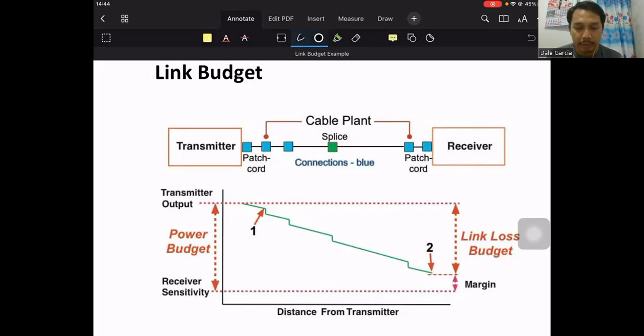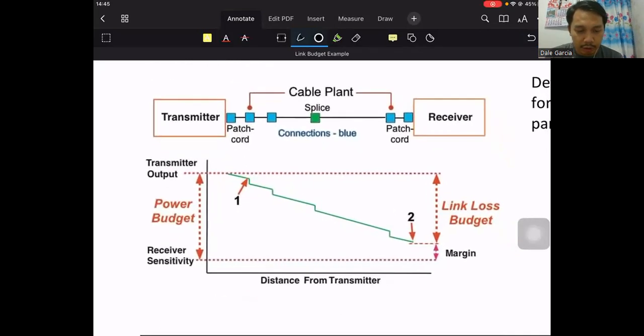Now somewhere in between would be our fiber optic cable, and if the distance from transmitter to receiver is long compared to one roll of fiber optic cable, well, we need to perform splicing. So in this visual, a splice will happen somewhere in between. If it is even longer than that, many splices will happen.